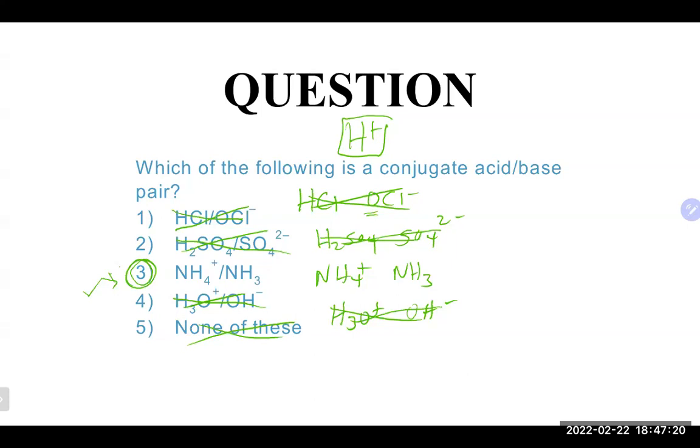Now you may be asking, H2SO4 and SO4 2 minus, they seem like they should be a pair. They seem related to each other. And the answer is they are related, but not by the definition of a conjugate acid base pair. H2SO4 is what we call a diprotic acid. Di meaning 2, protic meaning protons. It has 2 protons to give, basically.